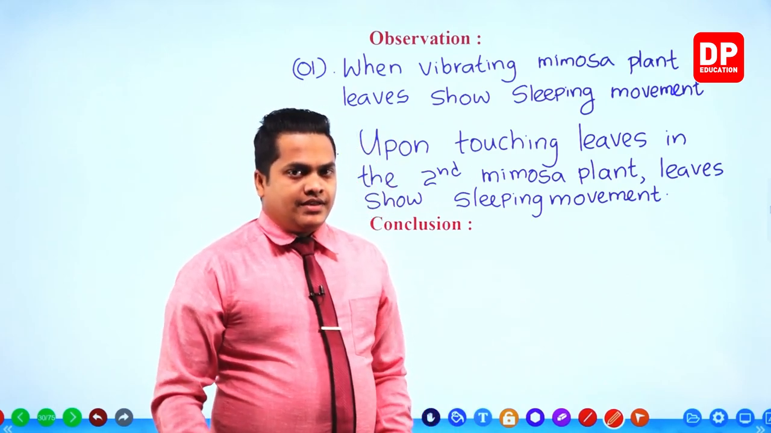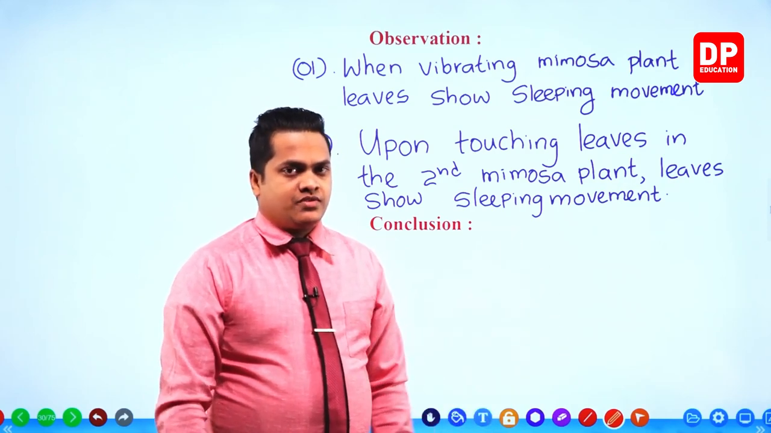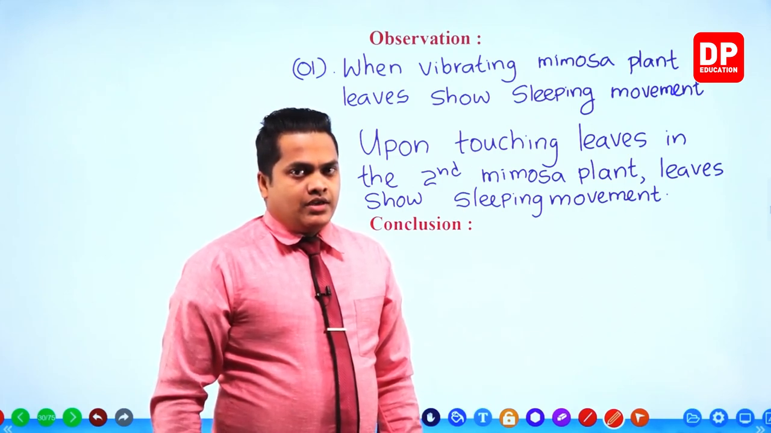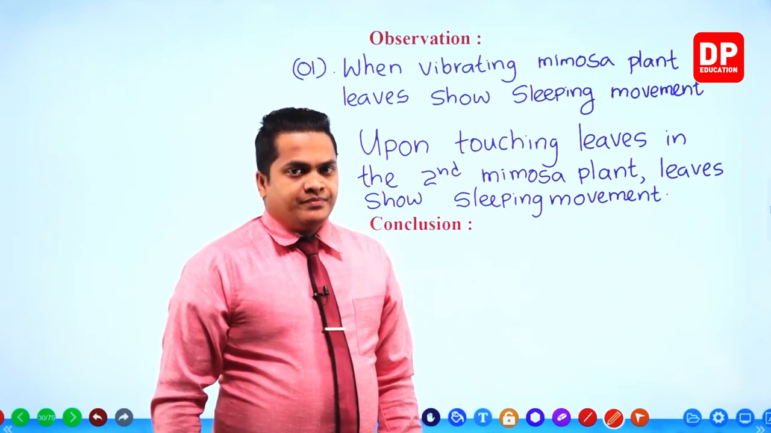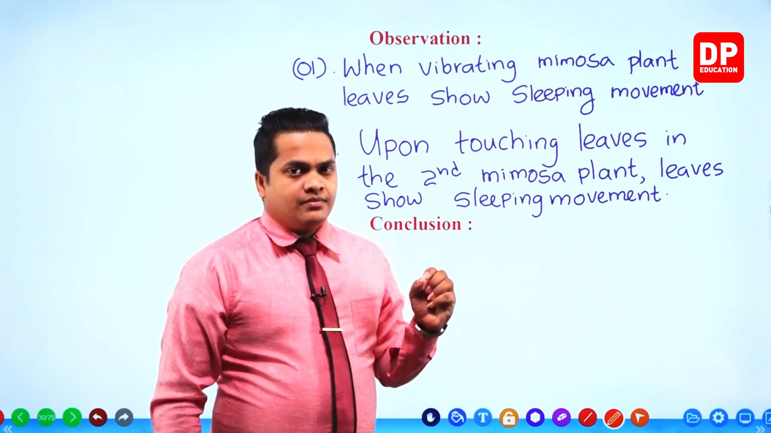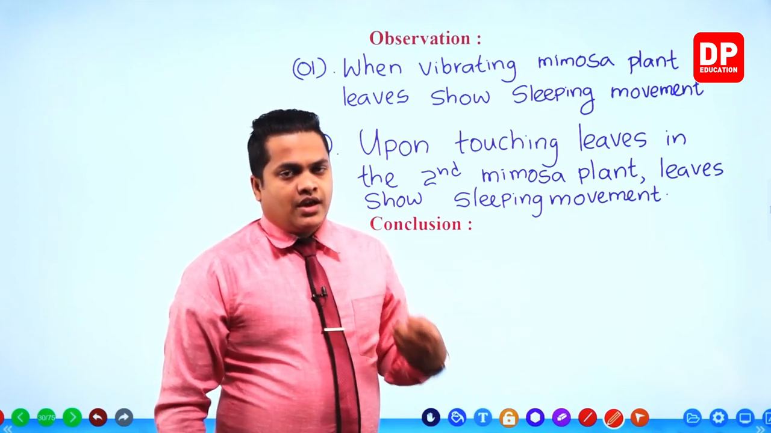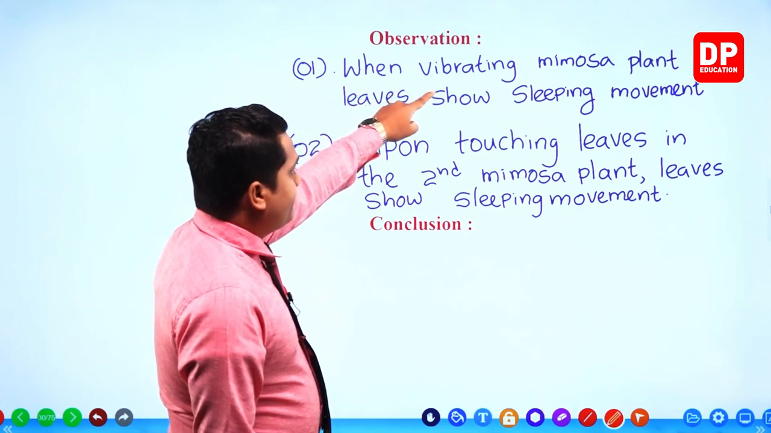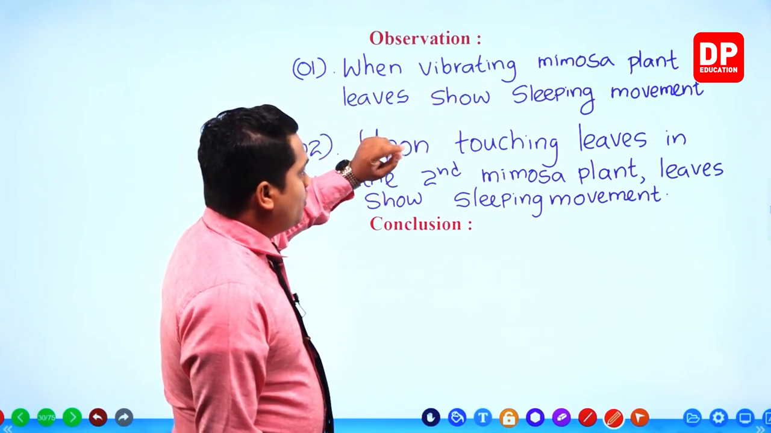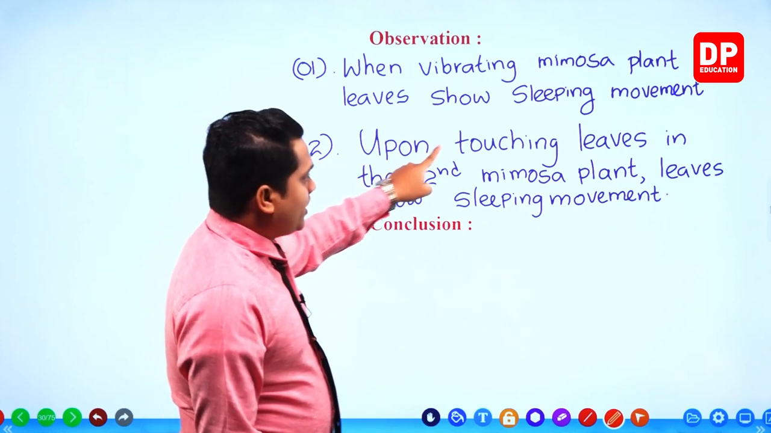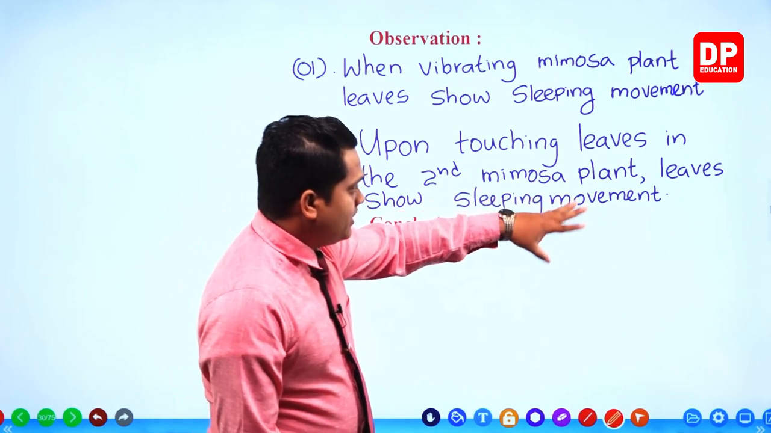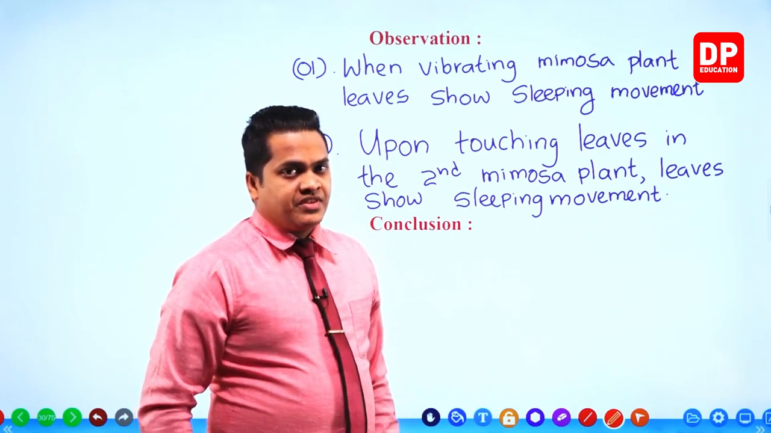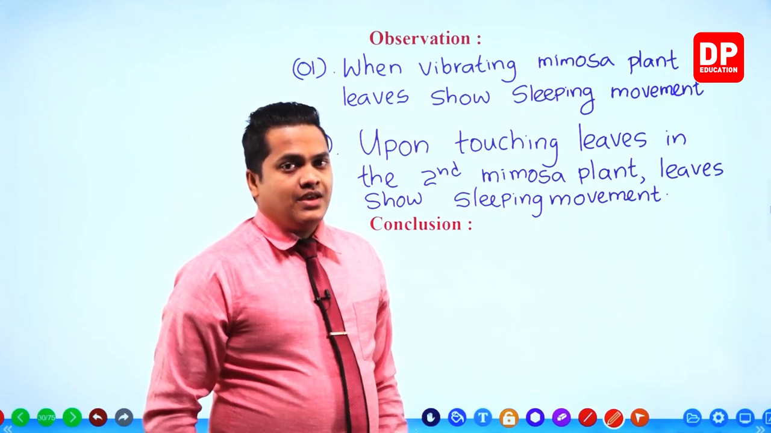I hope that you did the experiment before I write down the observations, and you took the same observations like I did. So it's very easy, my dear children. You have to locate only two different mimosa plants, then vibrate one and touch the other one and observe. It's very simple. So once again, what are our observations? When vibrating mimosa plant, leaves show sleeping movement. Upon touching leaves in the second mimosa plant, leaves show sleeping movement. These are the two observations that we can take from the activity.